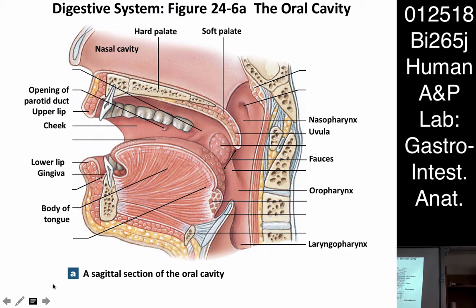I took the label off there. But a lot of these structures that I took the labels off of, we already know. This would be the auditory tube up in the nasal pharynx. The oral pharynx is the portion of the pharynx that is just posterior to the oral cavity. And this opening from the oral cavity into the pharynx is what we call the fauces.